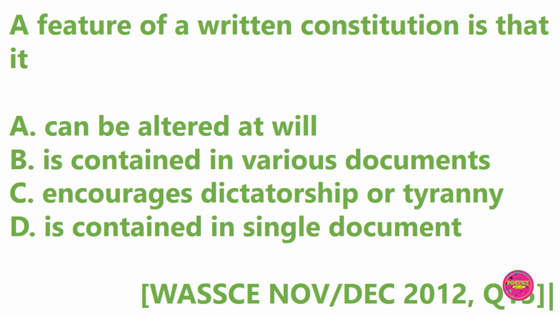A feature of a written constitution is that it A. Can be altered at will, B. Is contained in various documents, C. Encourages dictatorship or tyranny, D. Is contained in a single document. The correct answer to this question is D. Is contained in a single document.